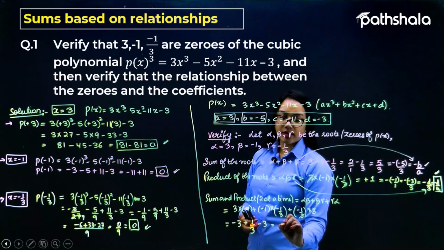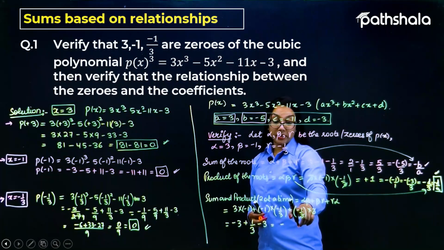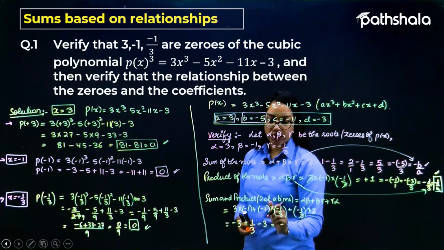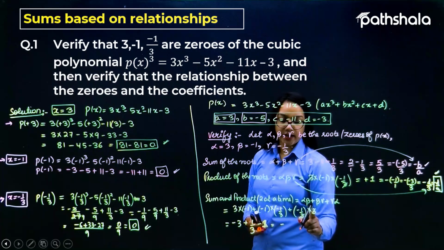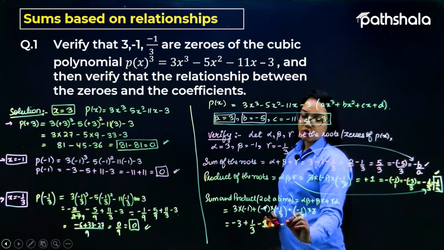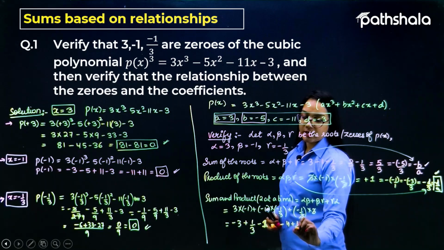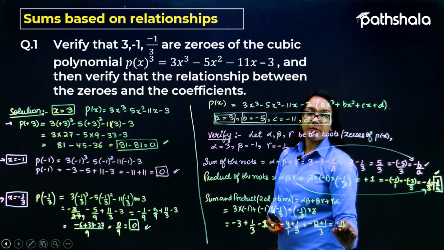And minus 1 by 3 into 3, 3 and 3 get cancelled with each other, and we are getting the answer as minus 1. So this is minus 3 minus 1. So we are getting the answer as minus 4 plus 1 by 3. Just take the LCM over here. It is minus 12 plus 1 divided by 3. This is nothing but minus 11 by 3.